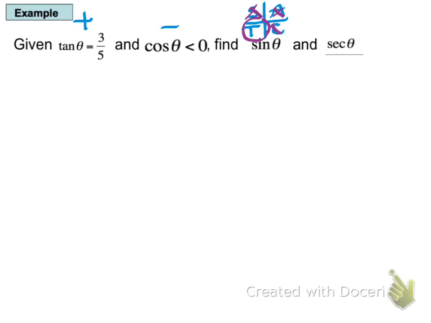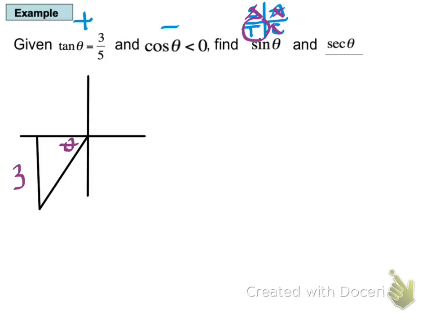So it looks like we're now in quadrant 3. So let's go ahead and draw this picture of our triangle. And once again, our triangle is going to be here in quadrant 3. And our theta would be inside here. Now tangent again is opposite over adjacent, so 3, 5. And we need to go ahead and use the Pythagorean theorem once again. So we'll say 3 squared plus 5 squared equals our radius squared.